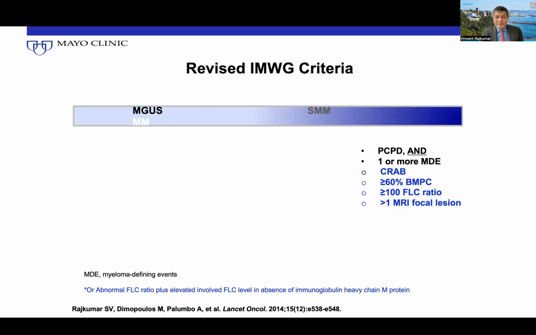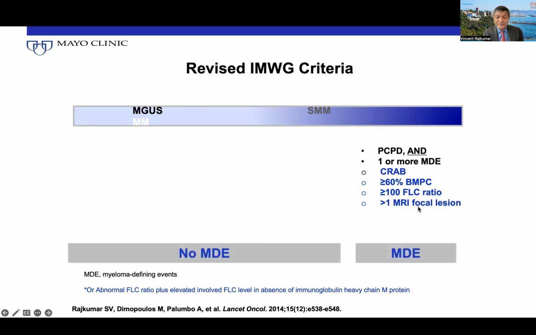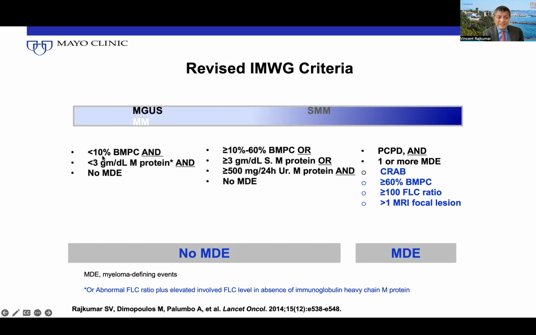Now, the International Myeloma Working Group has revised the diagnostic criteria. You can see here for myeloma, we added these 3 biomarkers: more than 60% plasma cells, more than 100 for the light chain ratio, and more than 1 focal lesion on MRI. Basically, those are myeloma defining events. But for MGUS, the definition is still the same: less than 10% plasma cells, less than 3 grams M protein, and no myeloma defining events.